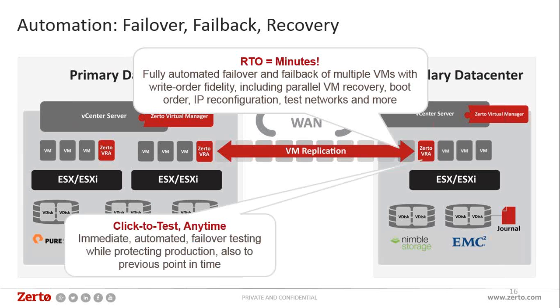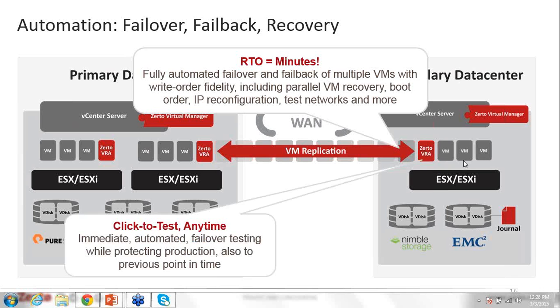Click to test anytime. When you configure your virtual protection group, you'll be able to put in a re-IP for production failover and a re-IP for test failover. So if you have a test network or a bubble network or QA environment within your IT infrastructure, you just put that in for your disaster recovery test. Click to test anytime, completely non-disruptive.